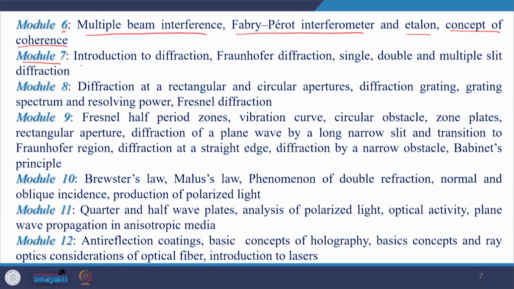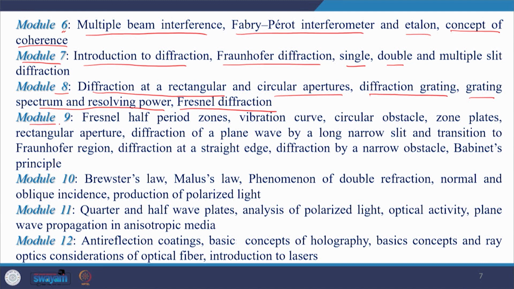In module 7, you will be introduced to diffraction, and we know that diffraction is of two kinds. The first is called Fraunhofer diffraction, second is called Fresnel diffraction. In module 7, we would be focused on Fraunhofer diffraction, wherein we will talk about single, double and multiple slit diffraction pattern. In module 8, we will talk about diffraction at a rectangular and circular aperture, then diffraction grating, which would be followed by grating spectrum and resolving power, and at the end we will be introduced to Fresnel diffraction.